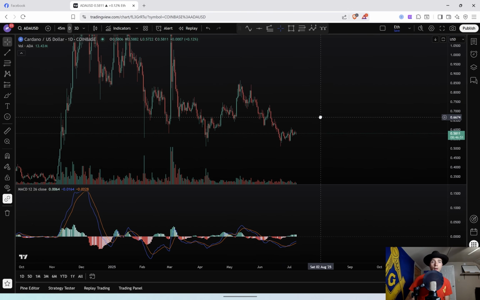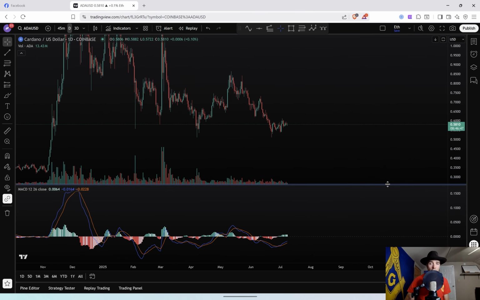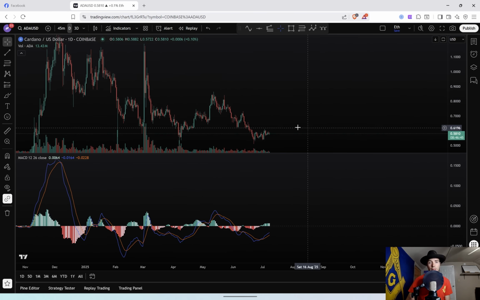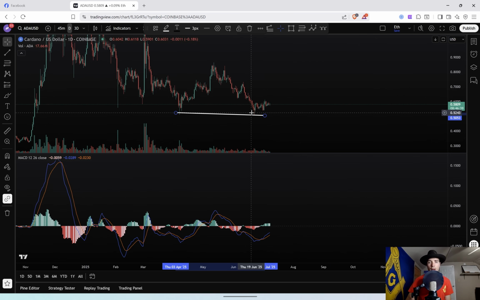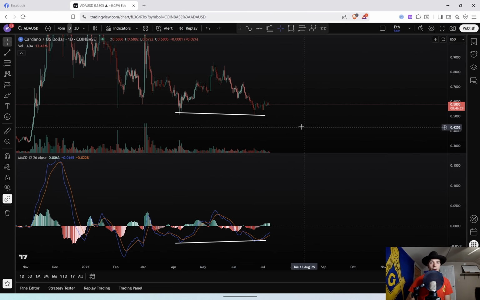picture. So starting off here on the daily candlesticks, the first thing I want to show you guys today is the bullish divergence that we see on this coin. We do actually have a slightly lower low right here. You can see price made a low here and a slightly lower low here, while the MACD made a higher low. So that's bullish divergence here on the daily candlesticks with Cardano.